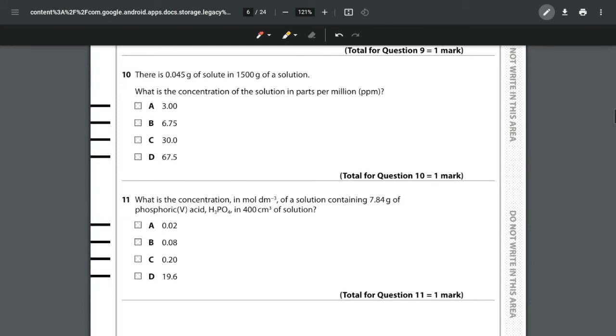Question 10, now we're looking at some calculations. So we have got 0.045 grams of solute and 1,500 grams of a solution, and we want to figure out the concentration in parts per million. So we're going to figure it out by taking the mass of the solute divided by the mass of the solution, and we multiply it by 1 times 10 to the power of 6, or by 1 million. So we've got 0.045 over 1,500 times 1 times 10 to the 6, which gives me an answer of 30.0, and of course there it is, the answer being C.